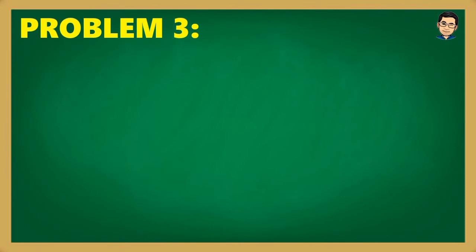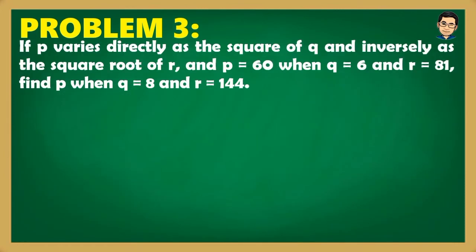So let's have problem number 3. If p varies directly as the square of q and inversely as the square root of r, and p is equal to 60 when q is equal to 6 and r is equal to 81. Find p when q is equal to 8 and r is equal to 144.